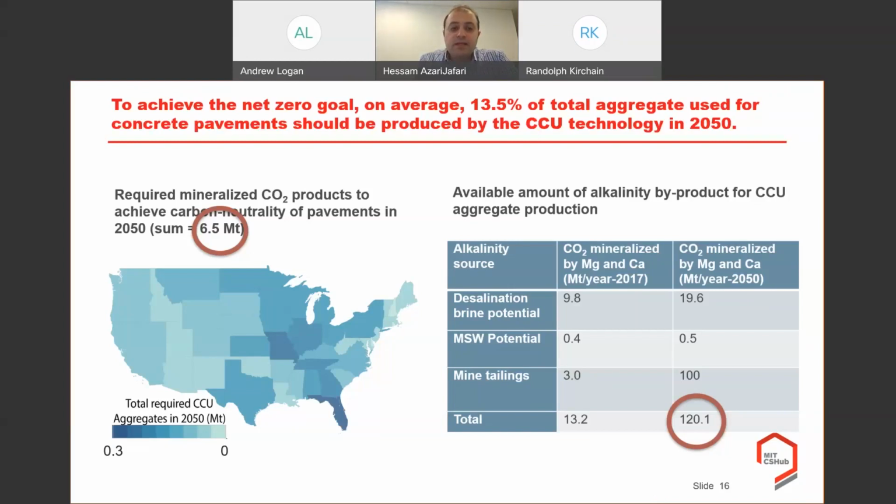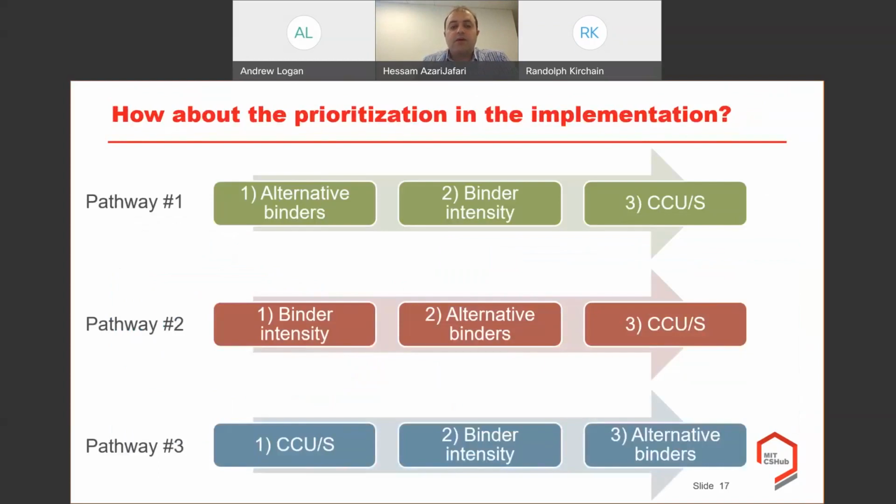So here is about the alkalinity sources, and now we are talking about the prioritization of the implementation. Like I said, we can define different solutions, but what would be the best order of implementation? Should we first implement alternative binders, or then binder intensity and then carbon capture storage? What would be the basis for the best solution?